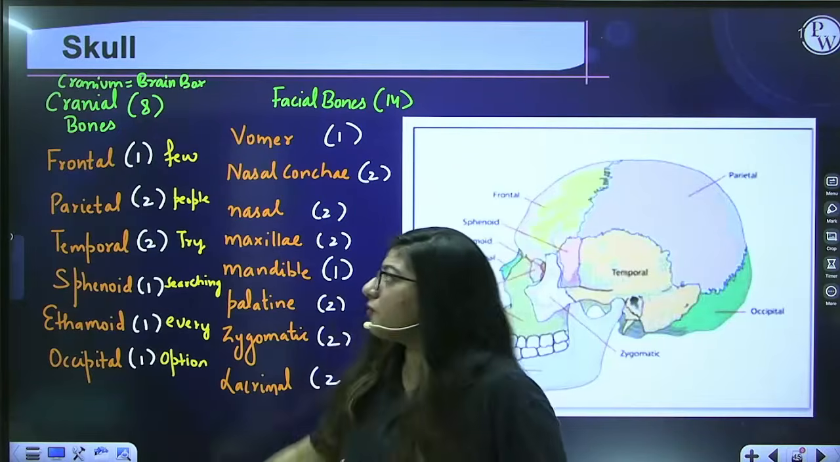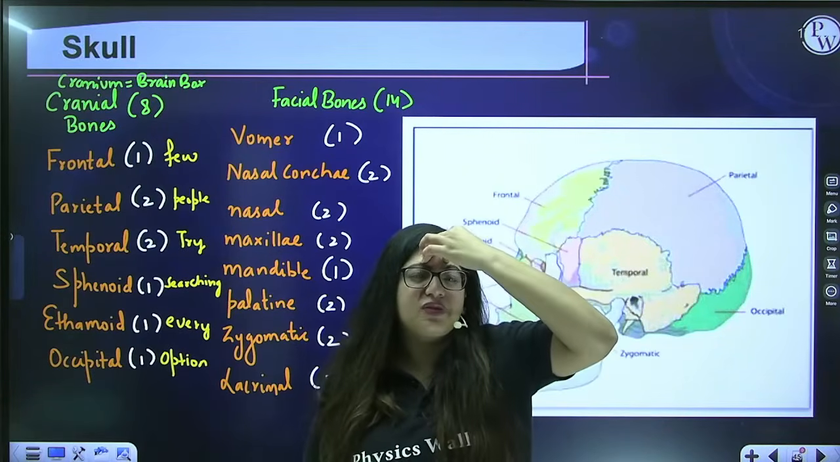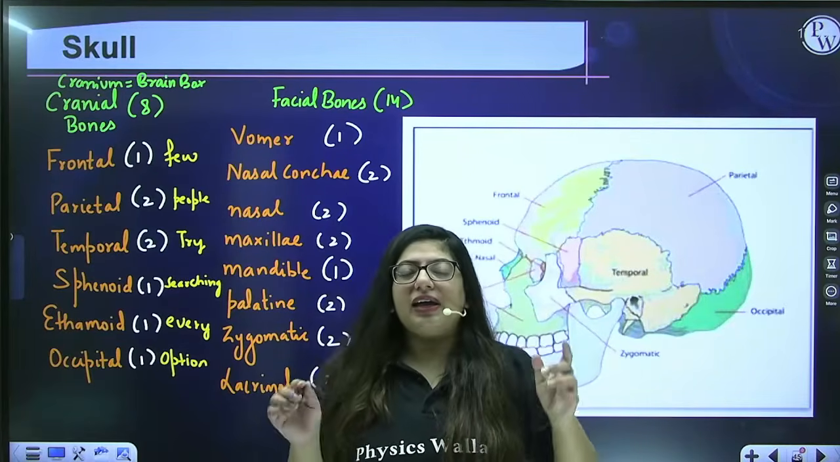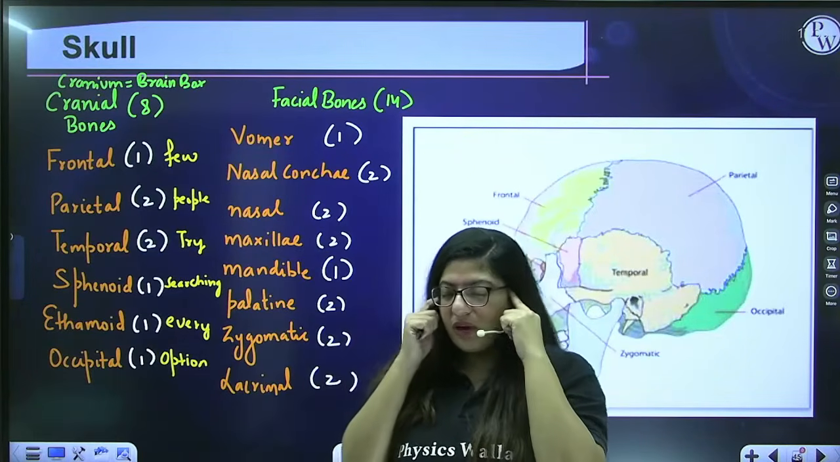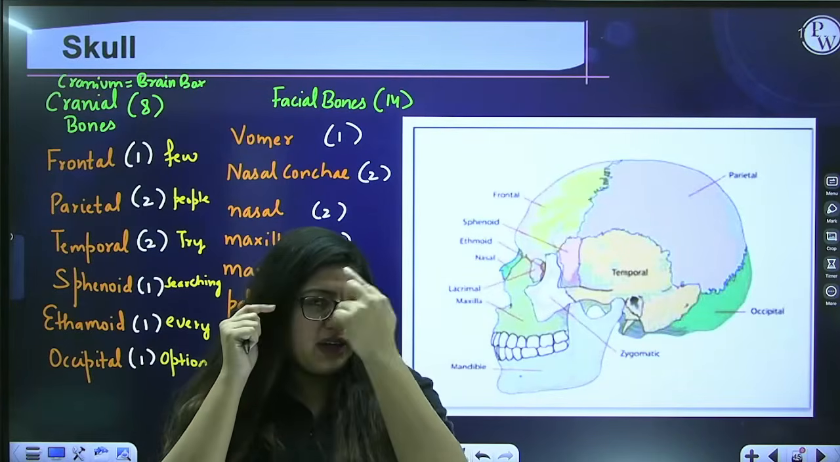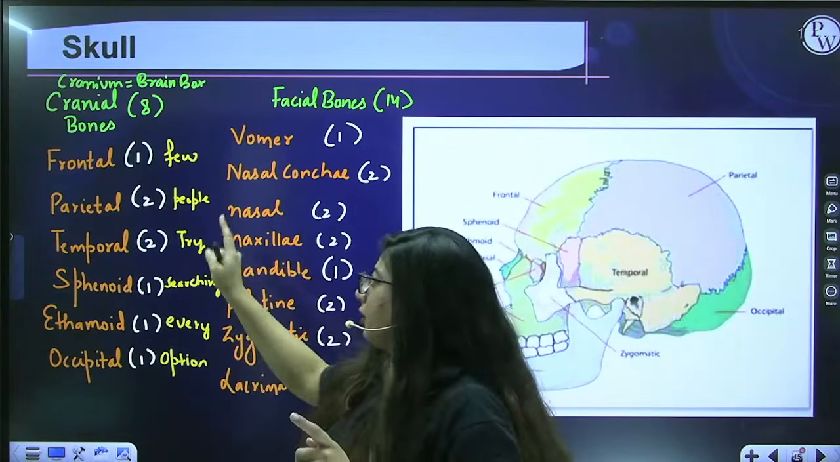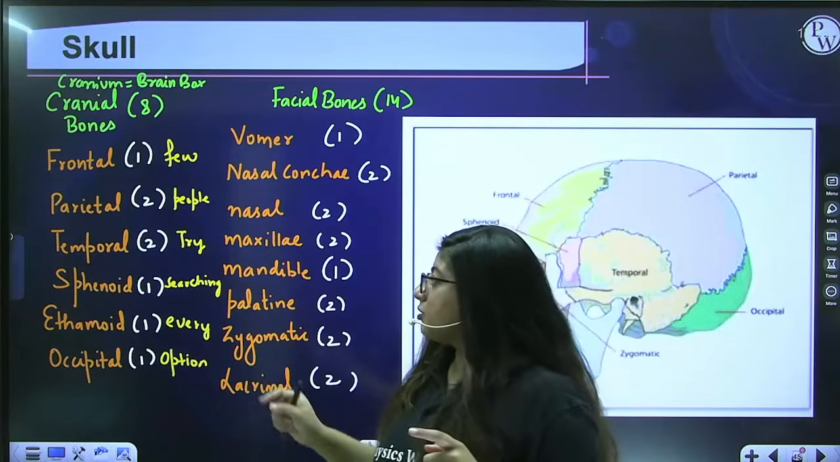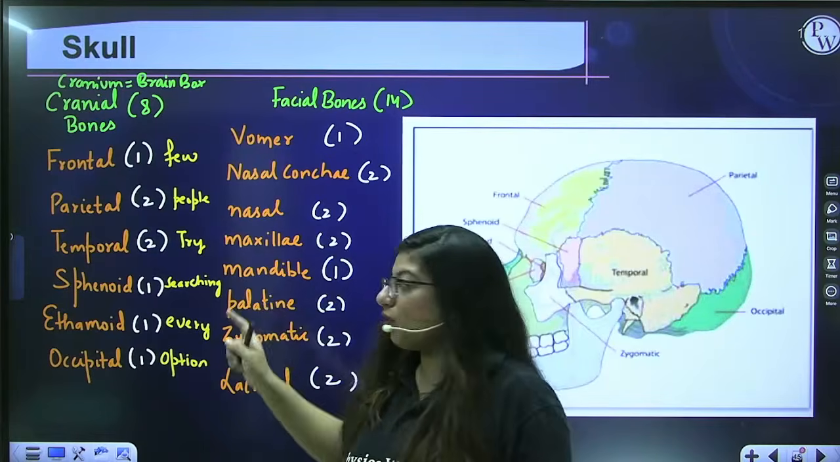Okay, first of all, we'll start with the frontal. Frontal is this one, which is forming your forehead. F for frontal, F for forehead. Then you have these temples. We say, oh, my temples are paining, this portion. These are temples. Again, these are two. Frontal, forehead is one. So one frontal, two parietal, right? Then we have two temporal.